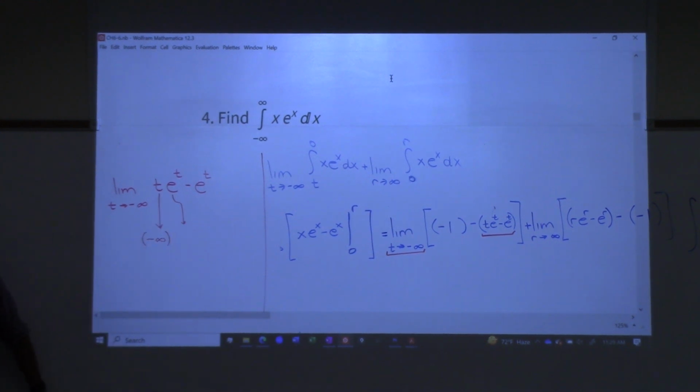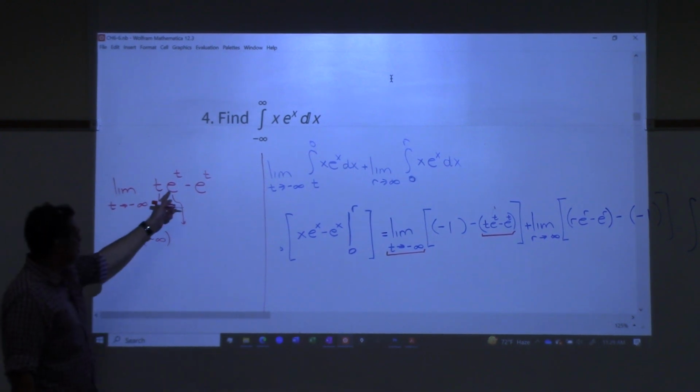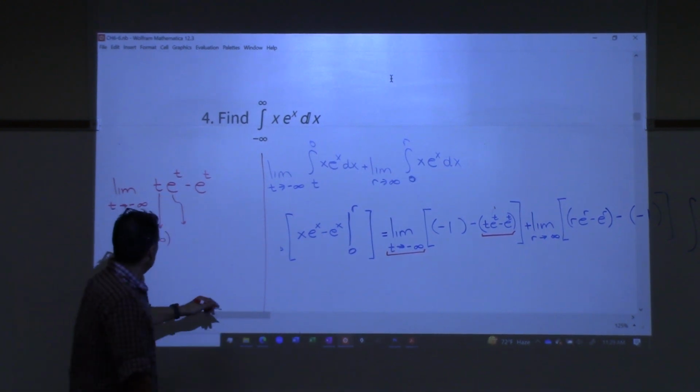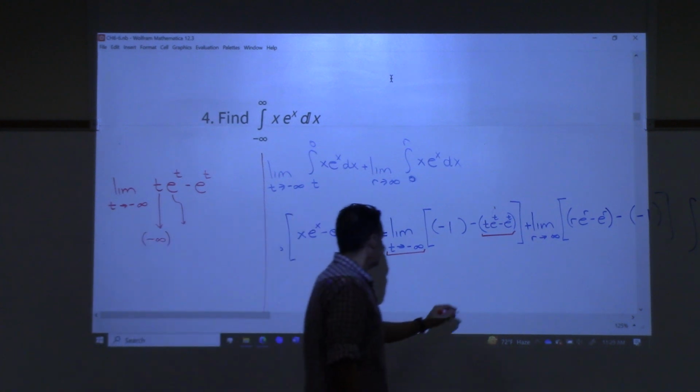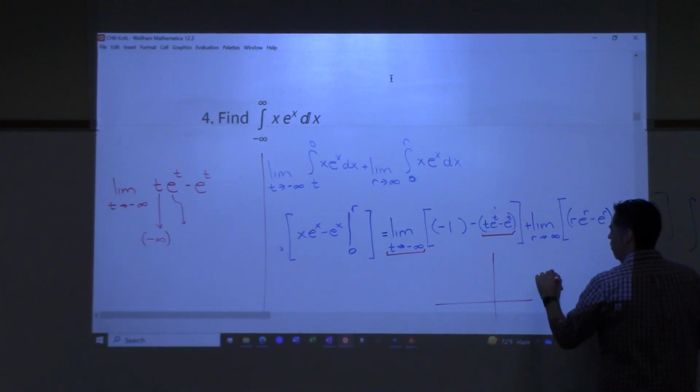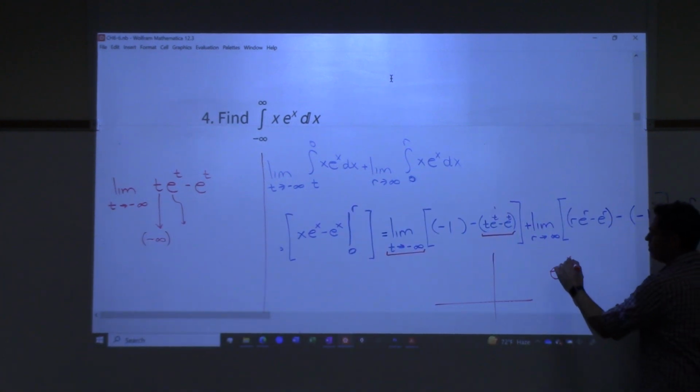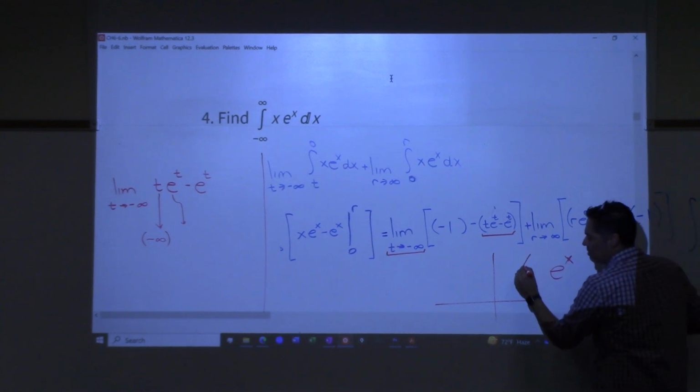Why? Because the exponential function approaches 0. Yeah, so you have to know what the graph of e to the t looks like. You have to actually know what it looks like. So what does e to the t look like? Okay, e to the t, well, e to the x. Let's look at e to the x. That's what we're used to seeing. e to the x looks like this.